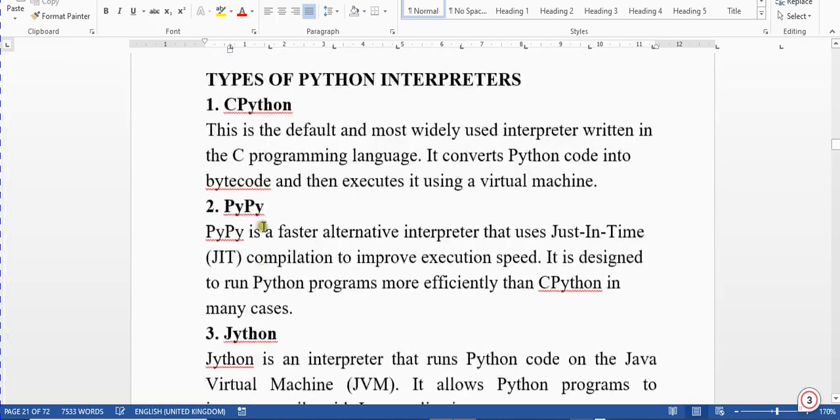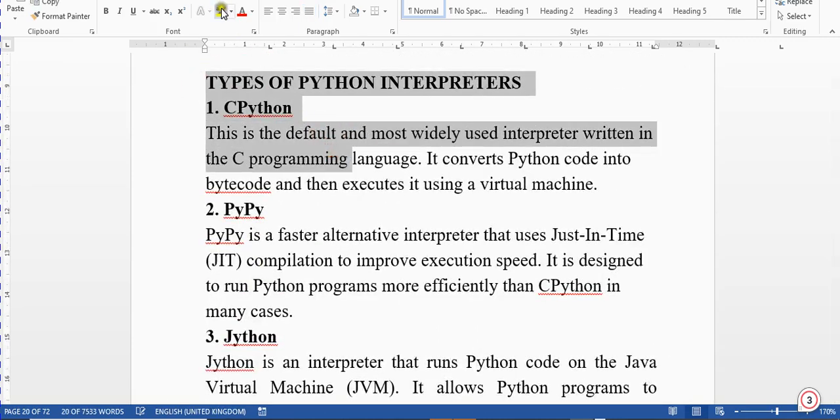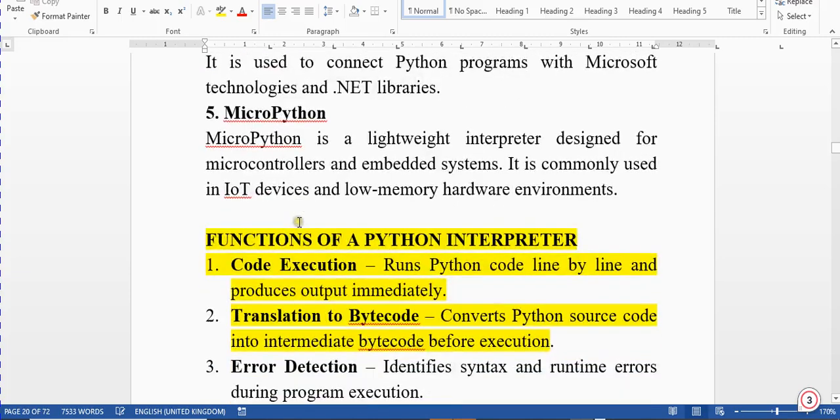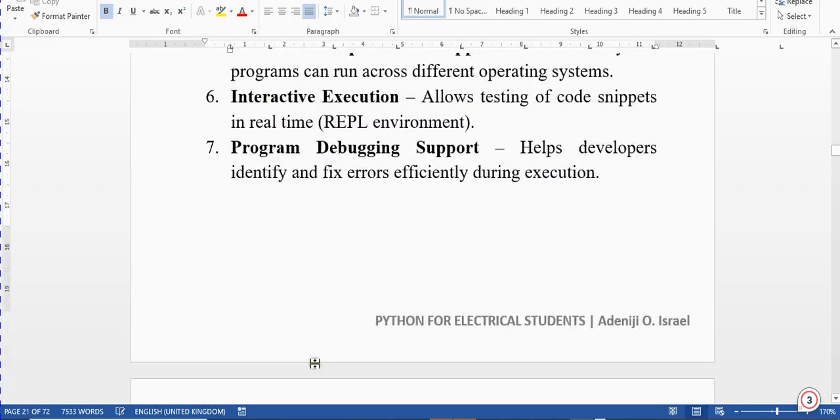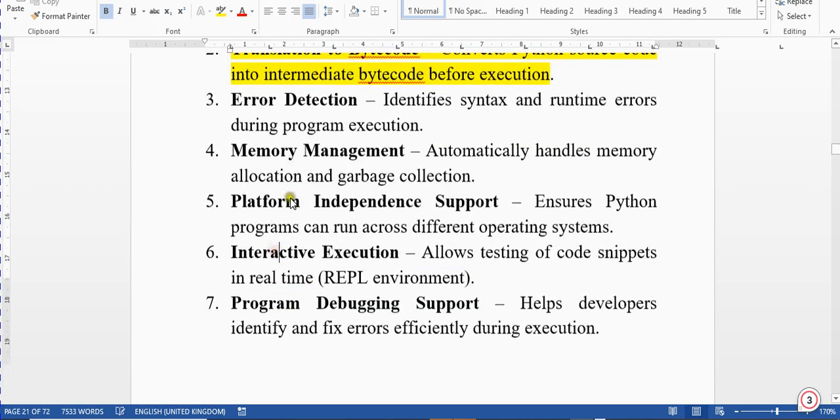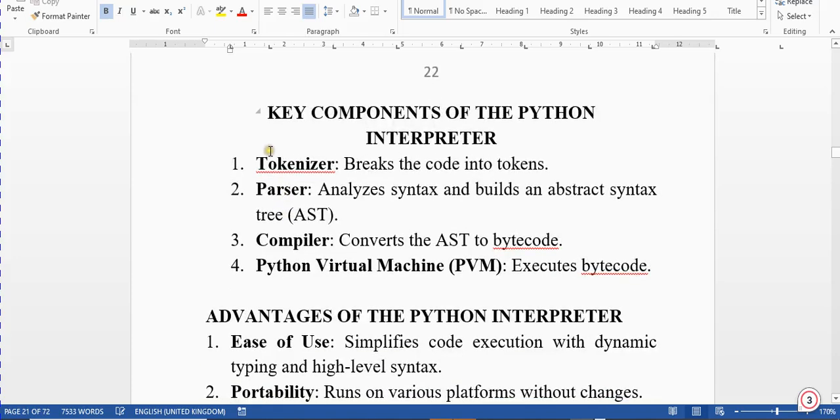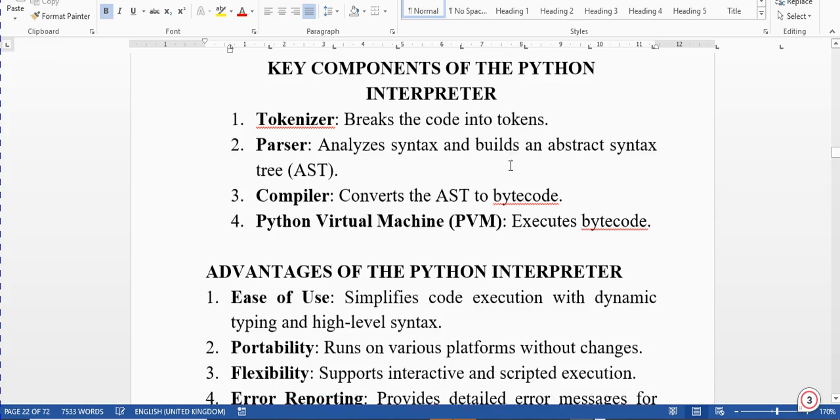Function of the Python interpreter. So please let's take note of what we are going to be writing. It's not only what I highlight alone that you'll be writing. When I highlight this, I'm telling you that this title should bring out all these points. You understand? Bring out those points there. And we just talked about the key components of the Python interpreter and the advantages of the Python interpreter.